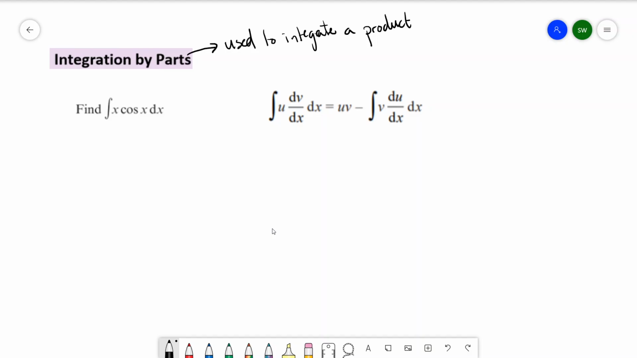So in this section, we're going to look at a method of integration called integration by parts. This method is used to integrate a product of two terms. So in this example, we've got the product of x and cos x.